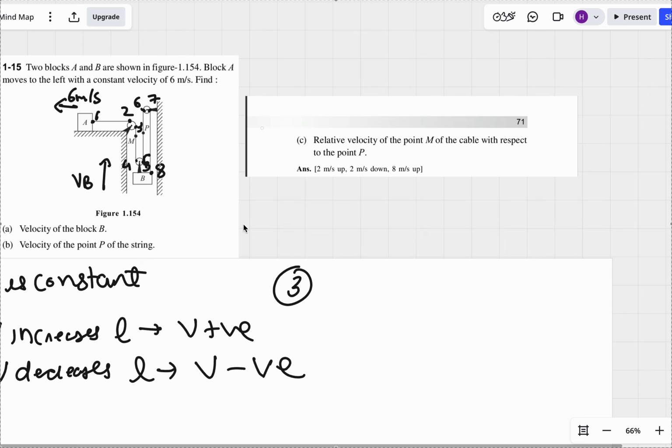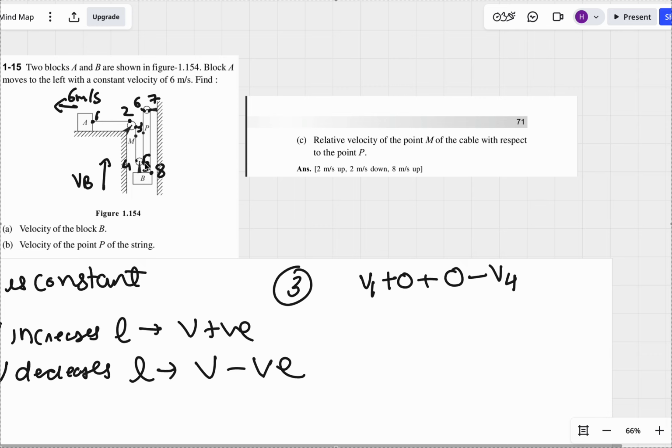Alright, so point 1 will move like this. It will increase the length of the string between points 1 and 2, so V1 is positive. Point 2, attached to the pulley, is not moving, so 0. Point 3 is again 0. What is 4? Point 4 is moving with a velocity of VB. Block B is moving with VB, and the pulley is attached to B with a rod, not a string. Point 4 is decreasing the length of the string between 2 and 4, so it is minus V4.